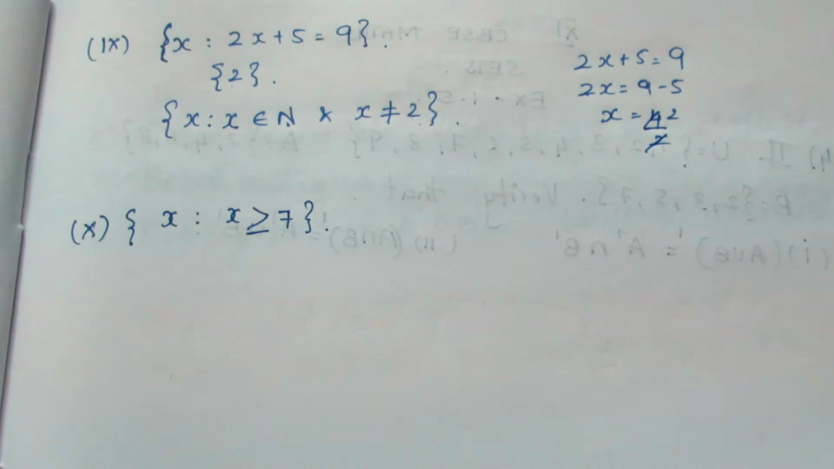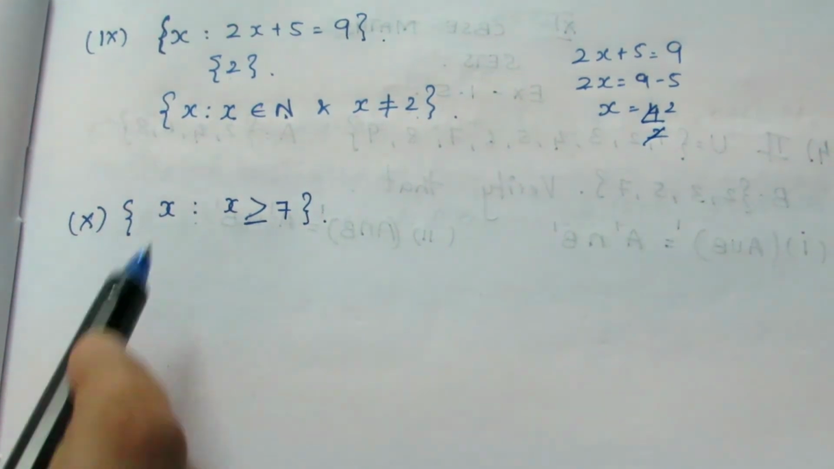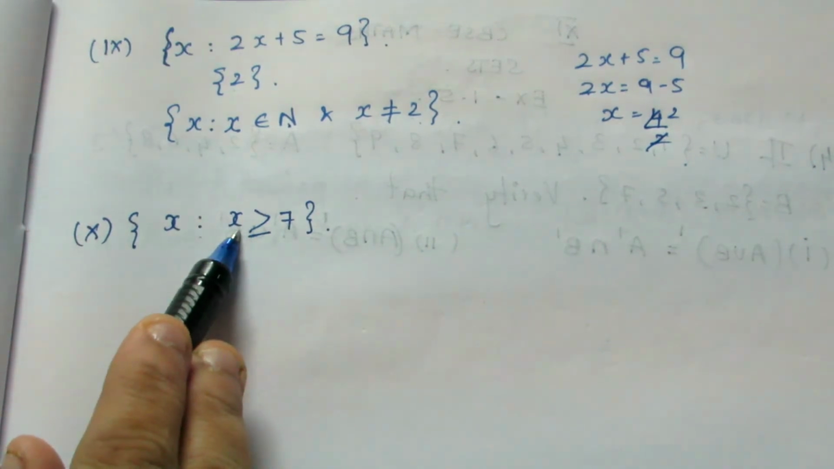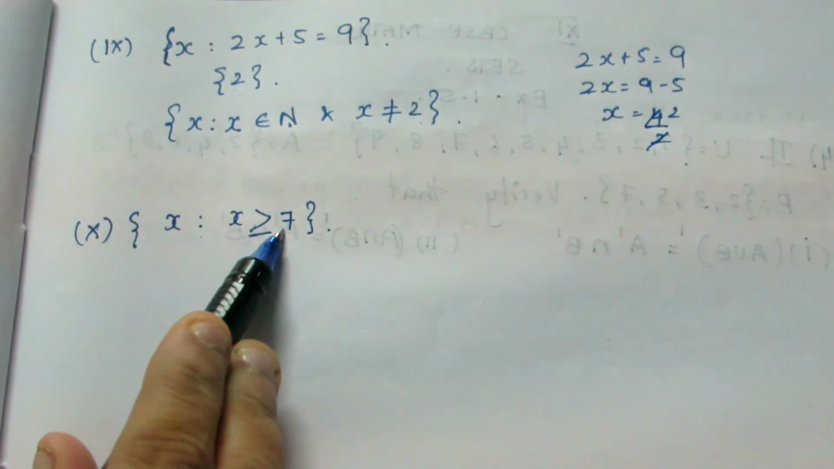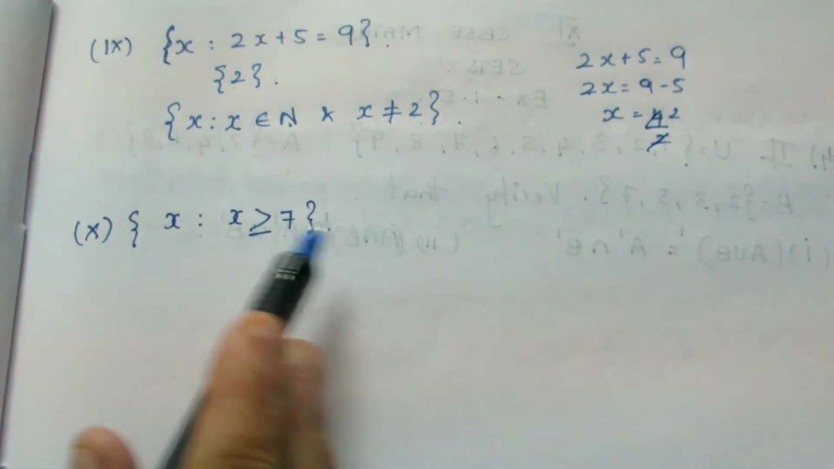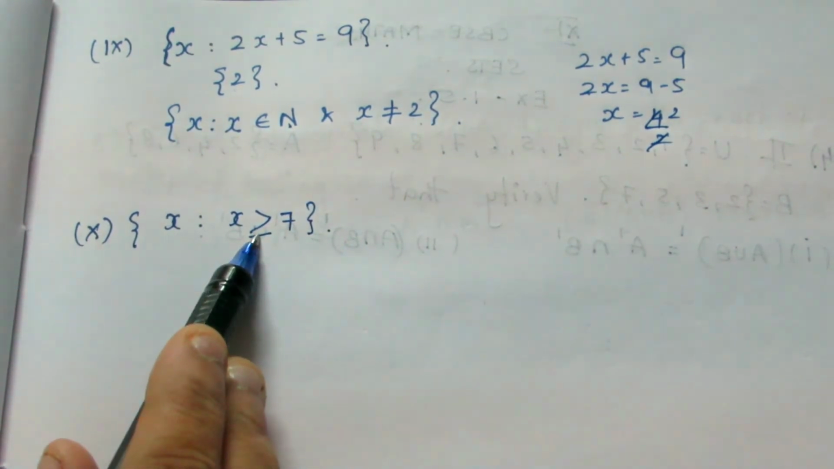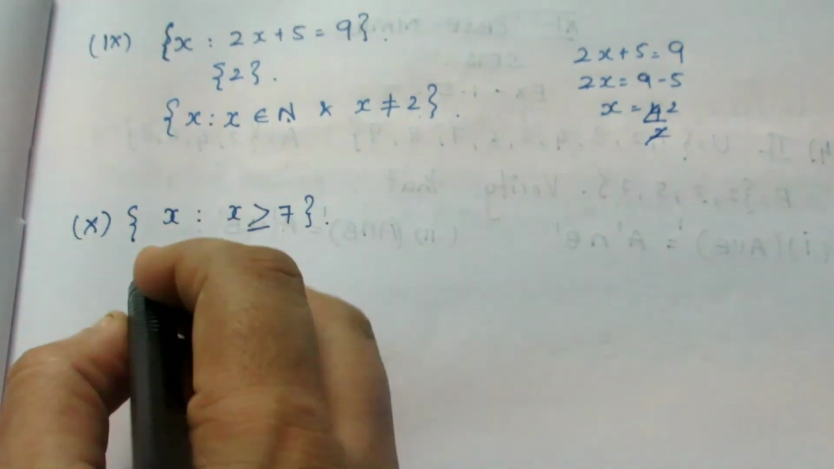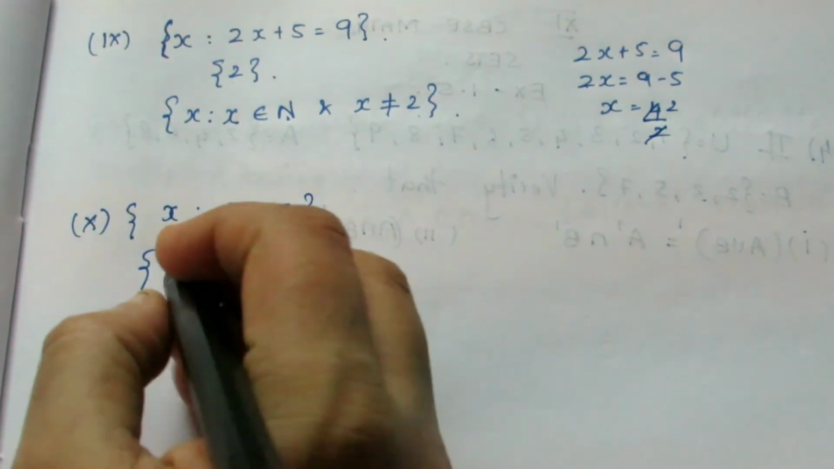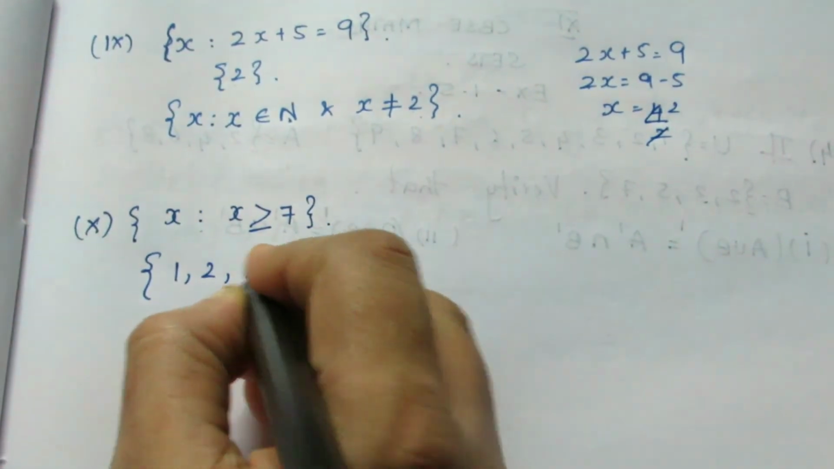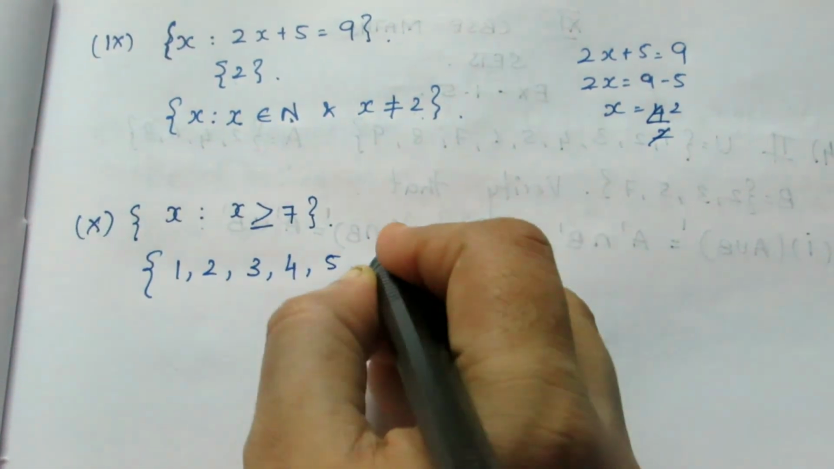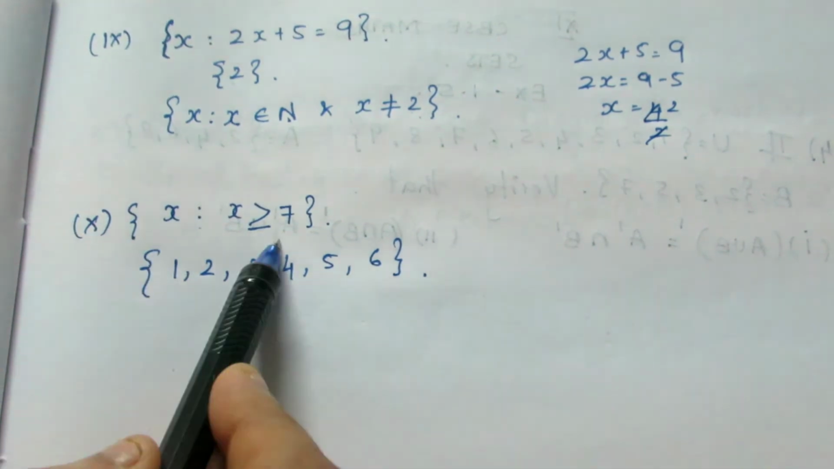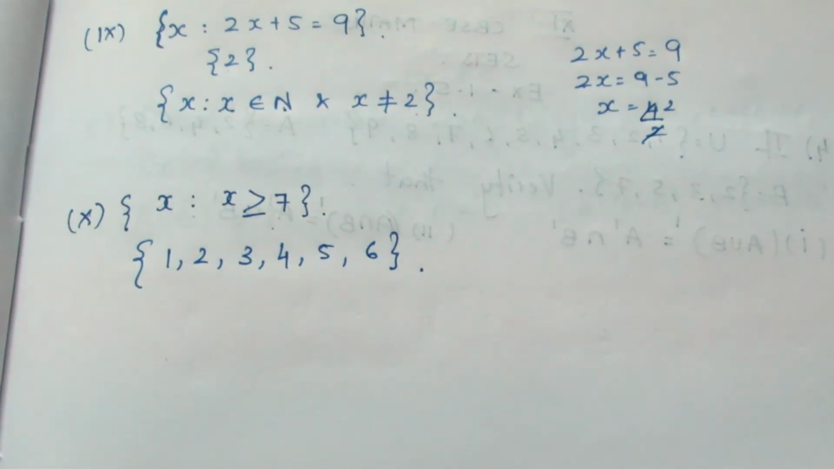We'll move on to the last sum, the 10th one. x such that x is greater than or equal to 7. So the numbers greater than or equal to 7 are 8, 9, 10 and it goes on. Even 7 is included because it is 'equal to'. So 7, 8, 9, 10 and it goes on till infinity. The rest of the numbers other than this are 1, 2, 3, 4, 5 and 6. So this is the complement of the given set. That's all with the sum.